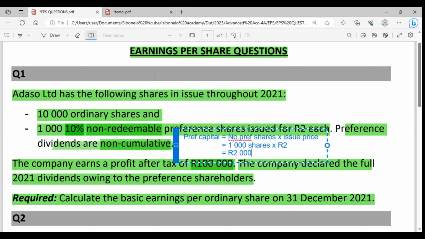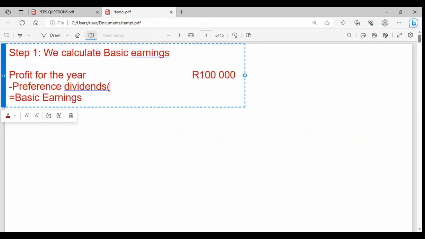So guys, now to calculate your dividends, you take the capital and multiply by 10%. Guys, do not apply the rate of 10% on the number of instruments, but apply it on the capital. So the capital is 2,000. You take the capital of 2,000 multiplied by the rate of 10%, and this gives 10% of 2,000, which is 200. So guys, 200 is the portion that belongs to preference shareholders.